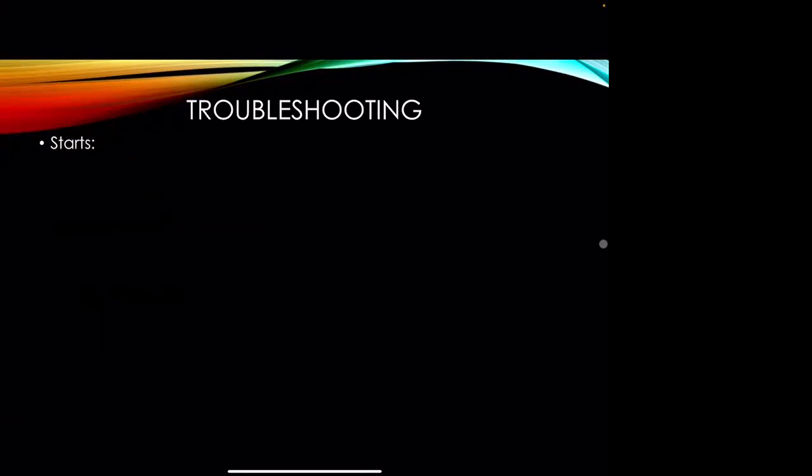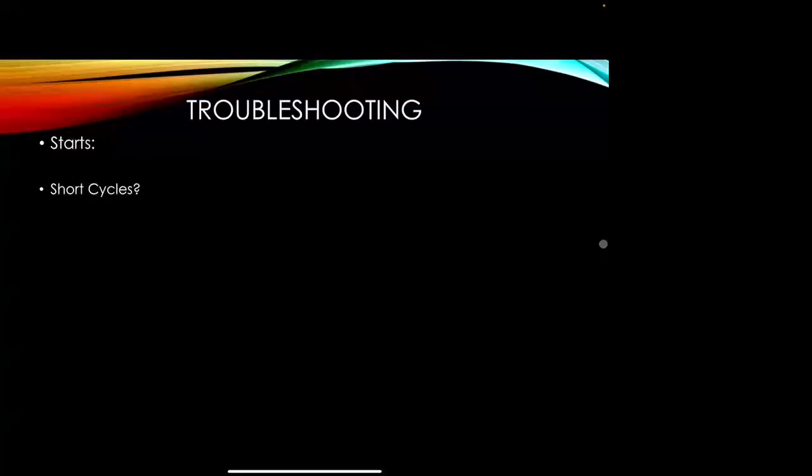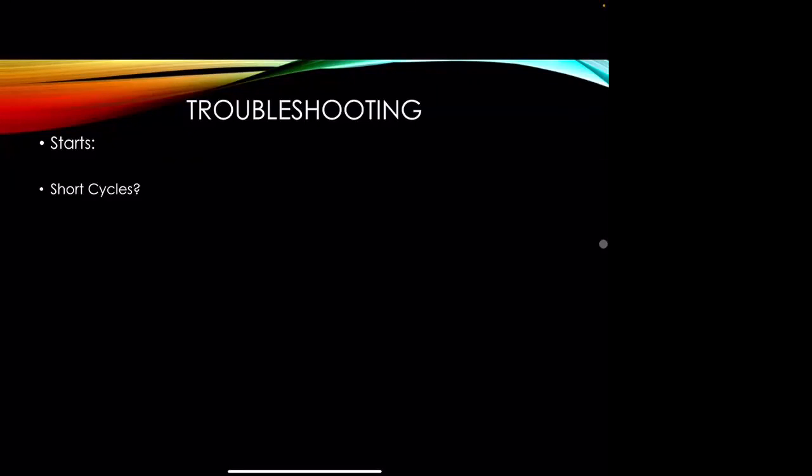What if it's starting though? Well, if it's starting, is it short cycling? Does it turn on and then shut right back off after so many seconds or a minute, 2 minutes? At that point, is it the low pressure cutoff? Does it have just enough pressure to start, hits the low pressure cutoff, and then shuts right back off? High pressure cutoff. Is it getting too much refrigerant in it? Do we have some flood back going on? Okay, or loose wiring.